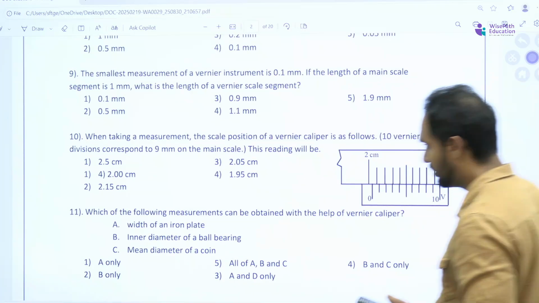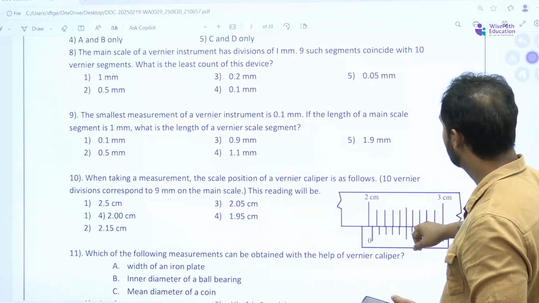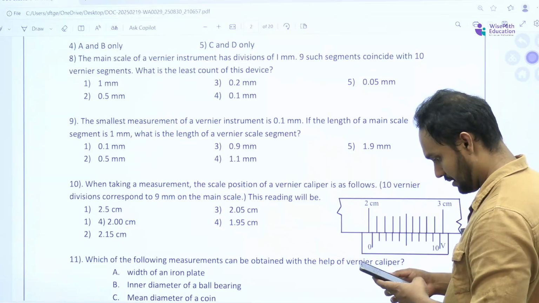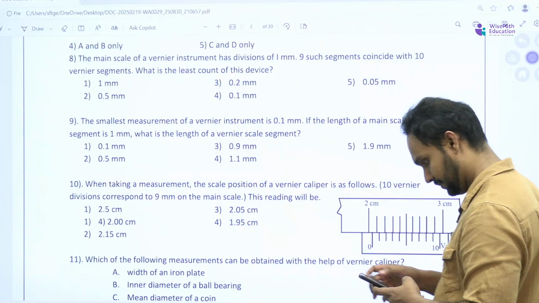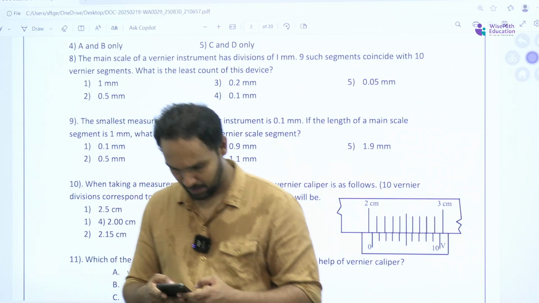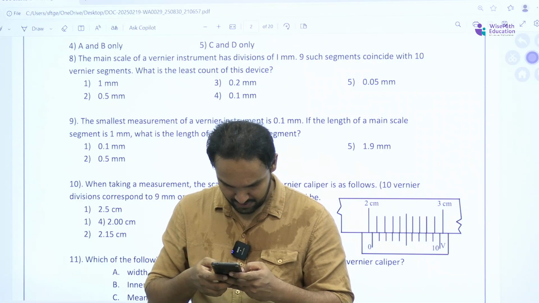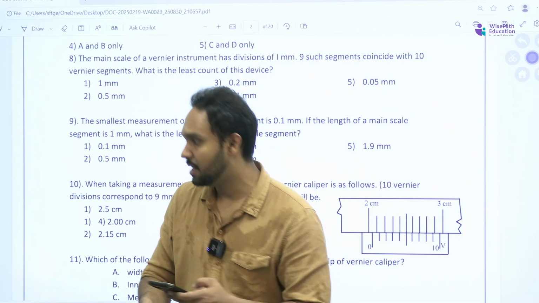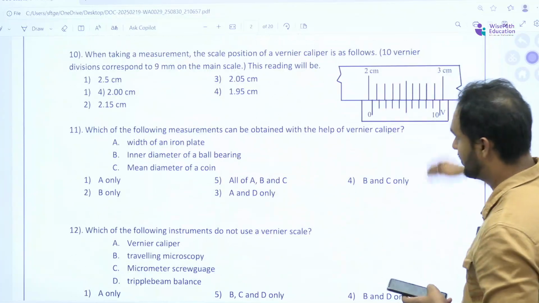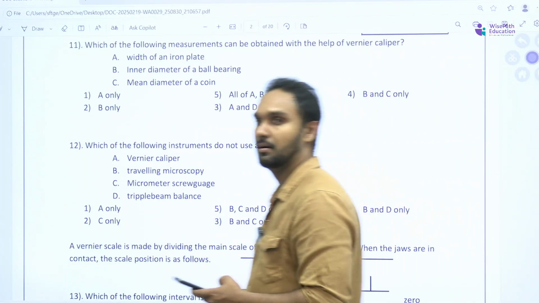Was there anything else apart from question number 10? Somewhere close by, was there any of the questions? Let me check. Right, question number 10 is there. Okay, question number 12. Yeah, question number 12 doesn't have a diagram.